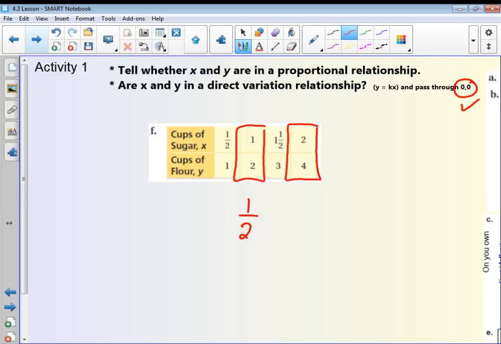So 1 over 2, and these were my X's and my Y's, and then 2 over 4. And I'm going to check cross products here. 1 times 4 is 4. 2 times 2 is 4. Were those equivalent to each other? Yes. So letter F would also be a proportional relationship.